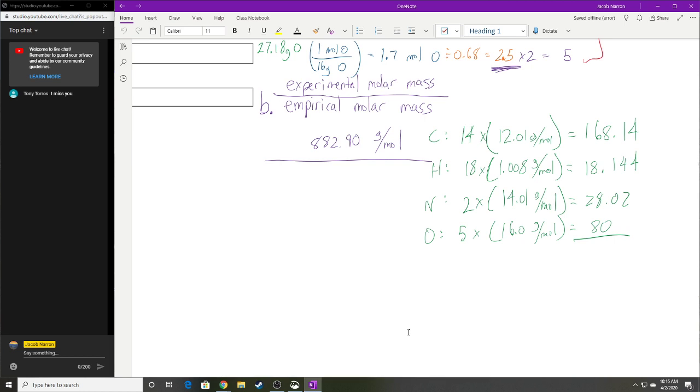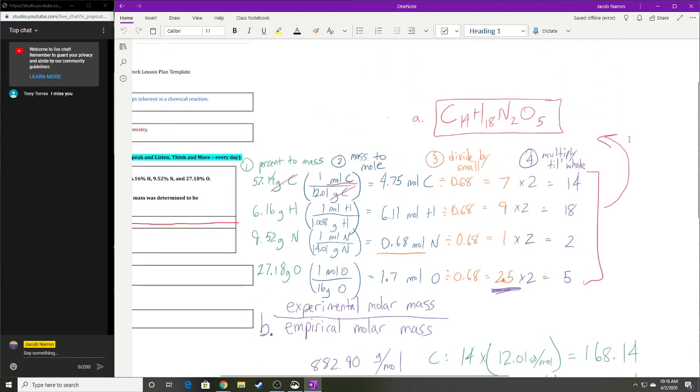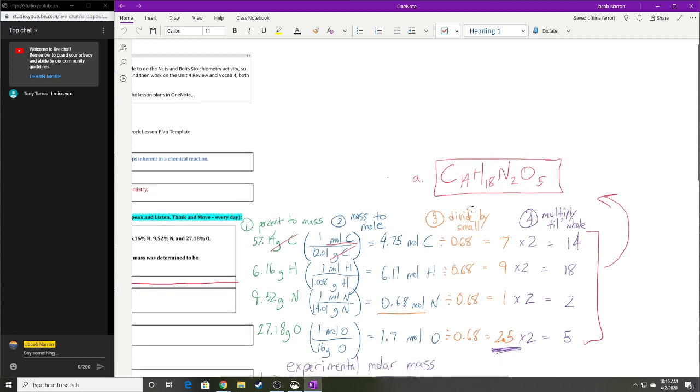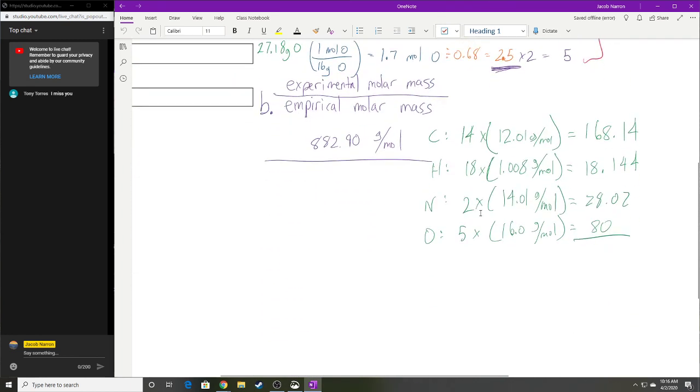Remember, empirical is the smallest way you can write the formula. These numbers right here cannot be made any smaller. See, 5 is going to prevent everything, and so unless everything was divisible by 5, you cannot simplify this any more than you have already. So that's what we mean by empirical. So I'm going to add all this together.